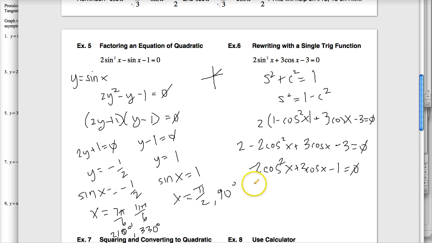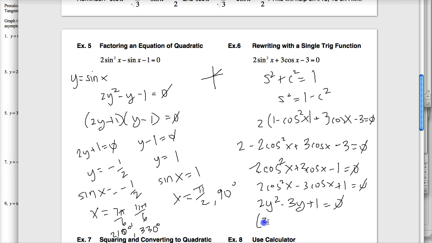Remember when I do a quadratic, and this is now just like example 5, I have this negative out in front. Let's multiply everything by negative. 2 cosine squared x minus 3 cosine x plus 1 equals 0, because 0 times negative 1 is still 0, so I just multiplied everything by negative. Remember, in the last problem we just called y sine. So in this case I'm going to call y cosine. So 2y squared minus 3y plus 1 equals 0.